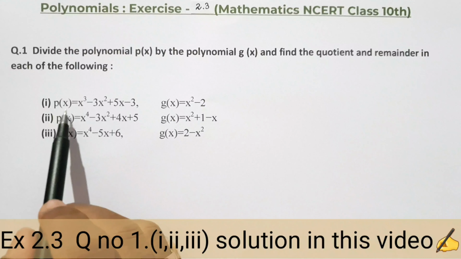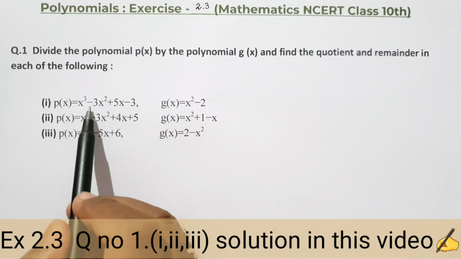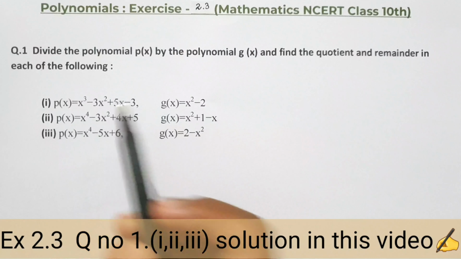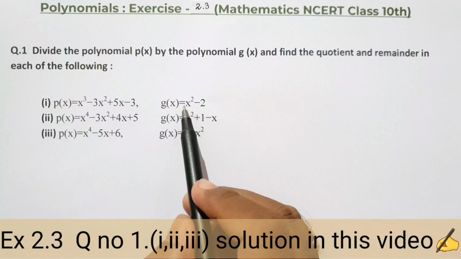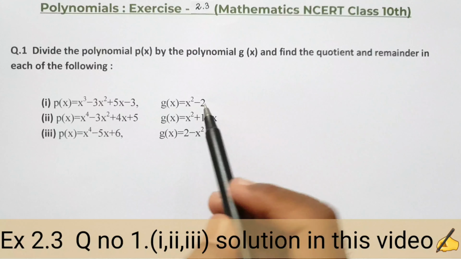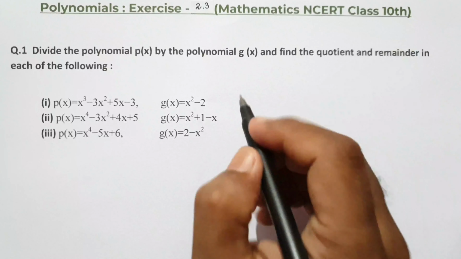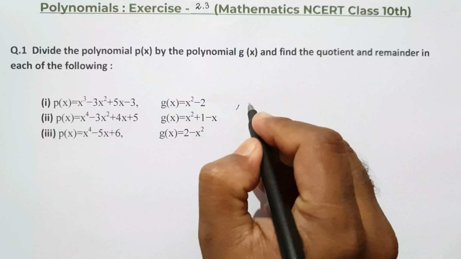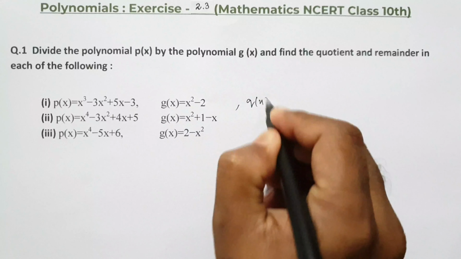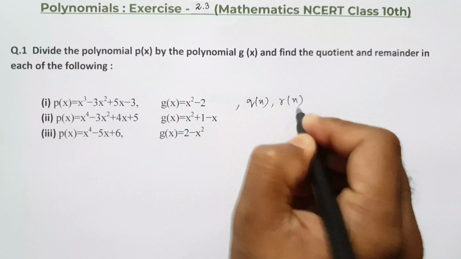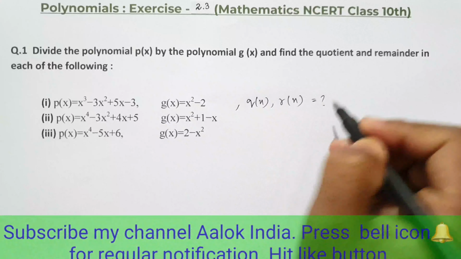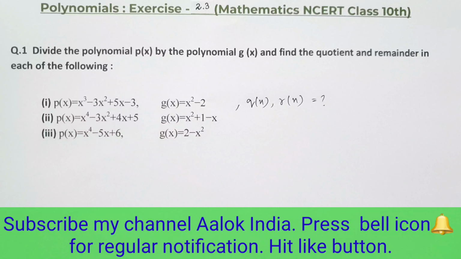So in part 1, they have given the value of p(x) as x cube minus 3x square plus 5x minus 3, as well as the value of g(x), which is x square minus 2. We need to find the value of the quotient and remainder. It means that we need to find the value of q(x) and r(x). Those two values we need to find for each question.